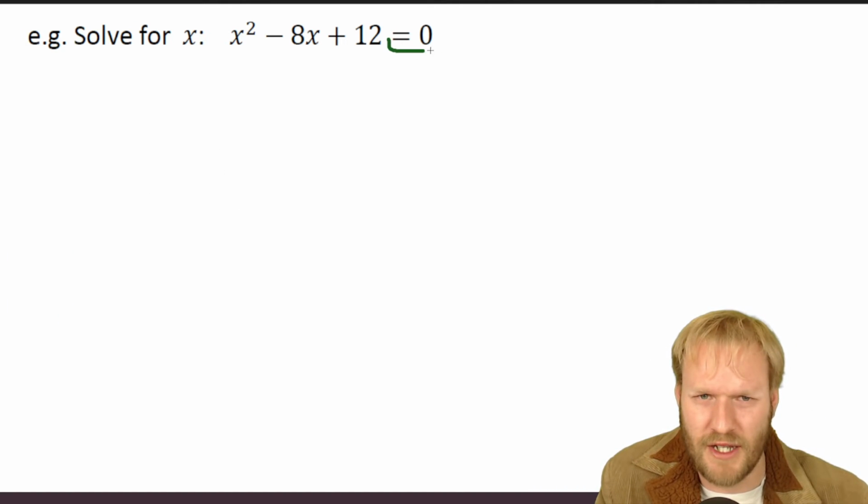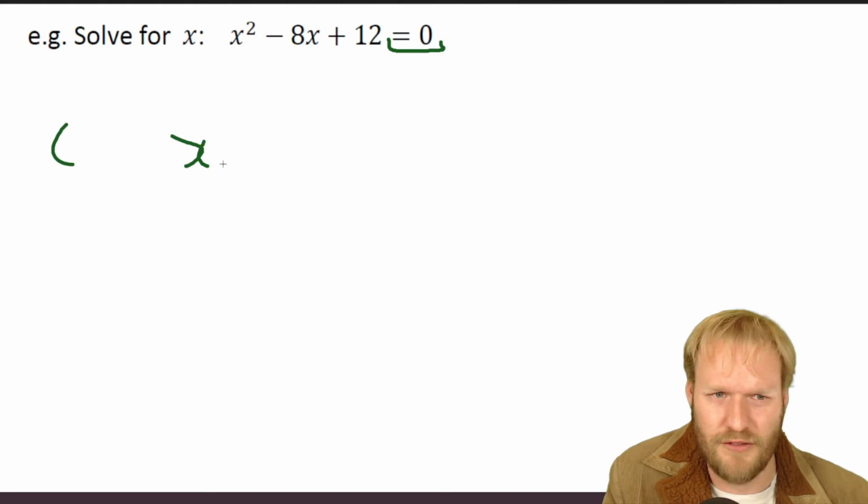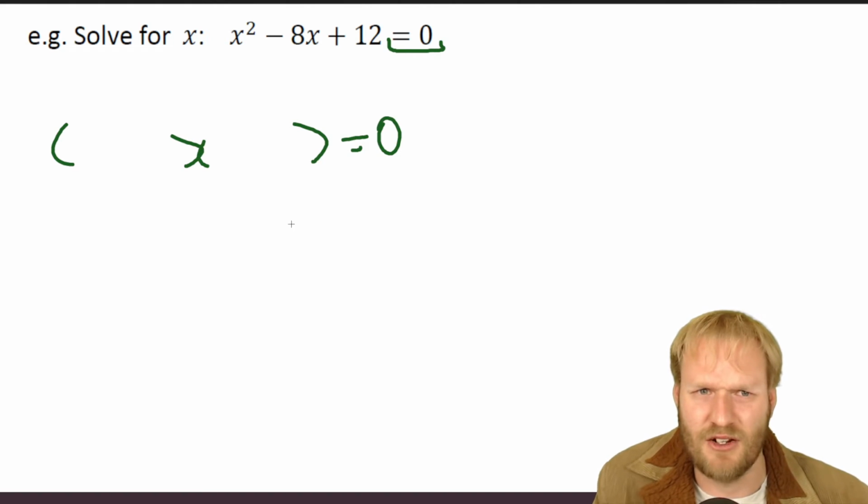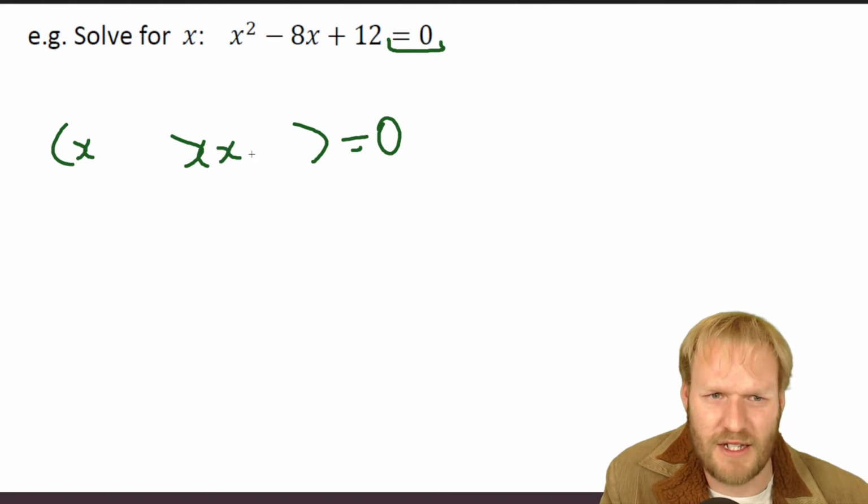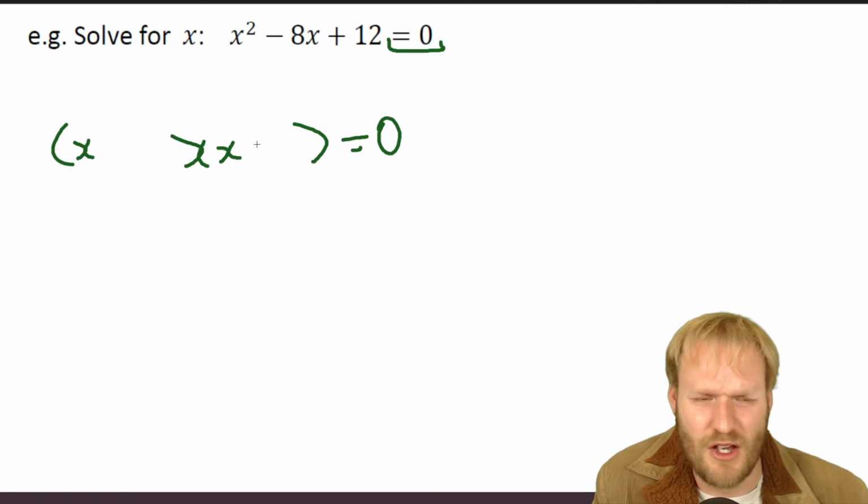So already we've got equals 0. So all we need to do is factorize the left-hand side. Left-hand side looks like a trinomial, doesn't it? We've got x and x. What times what gives us 12, such that when you put them in, you also get this minus 8x? Well, I'm thinking 6 and 2.